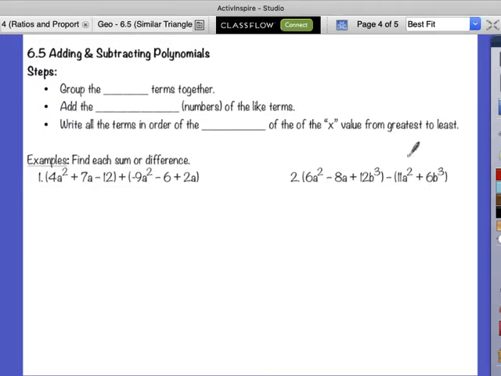So we have some steps we're going to follow. We're going to group the like terms together. Okay? This is where that underlining thing that we did last section is really going to start coming in handy even more here. Okay? Then we're going to add the coefficients.